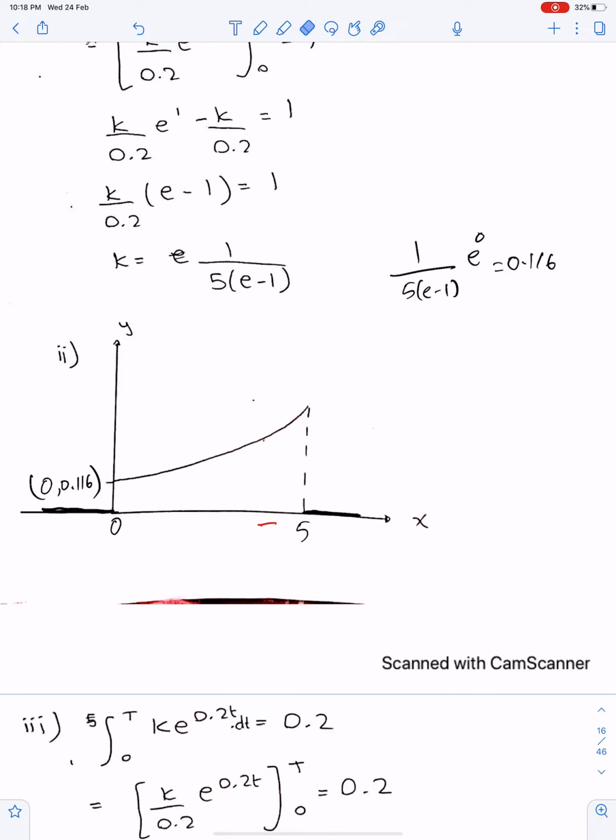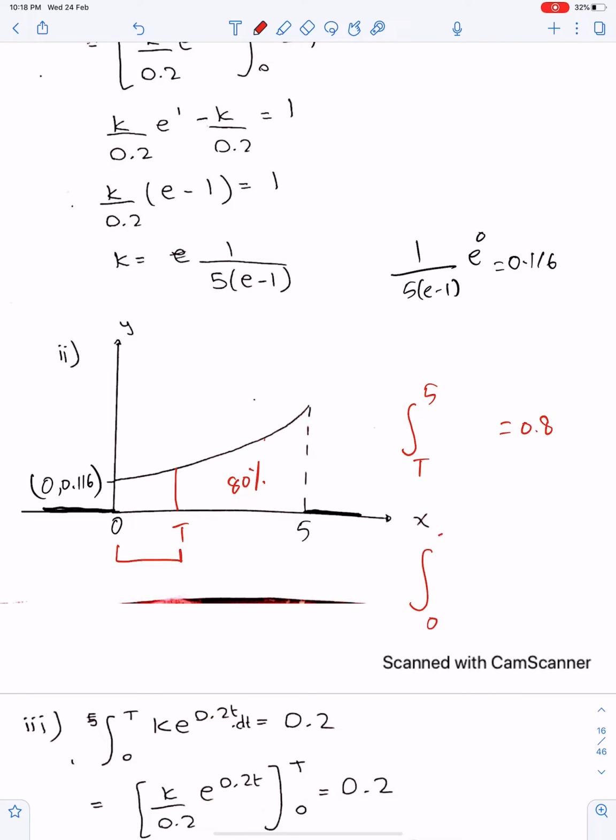Let me correct this. This is 80%. So you have two options. Either you use this option, T and 5, or use this option, 0 to T. It's your choice. You can use any option. But this probability will be 0.2 because the other is 0.8.